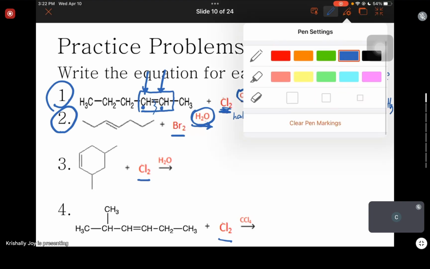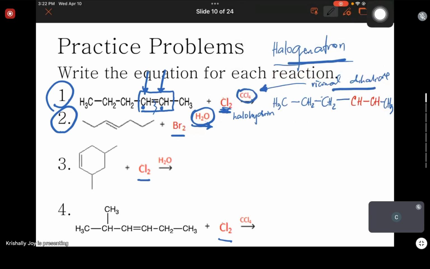So you have here this reactive site. We break the pi bond, so only one bond is left. And if it is a vicinal dihalide, we add one each. One chloro each. Why chloro that I added? Because it is chlorination. Chlorination is the given reaction. Okay? So that's it. Then let's have number 2.